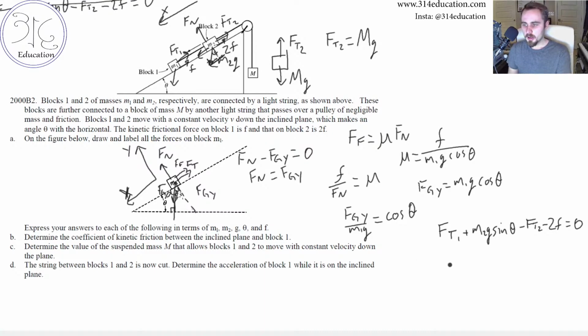Good, good. And then we want our equations of motion now for our last block here. And so this only has gravity pulling it down the hill. That's going to be m1g sine theta.